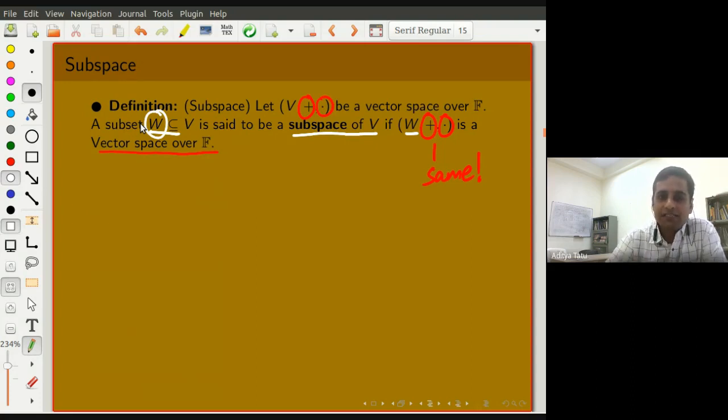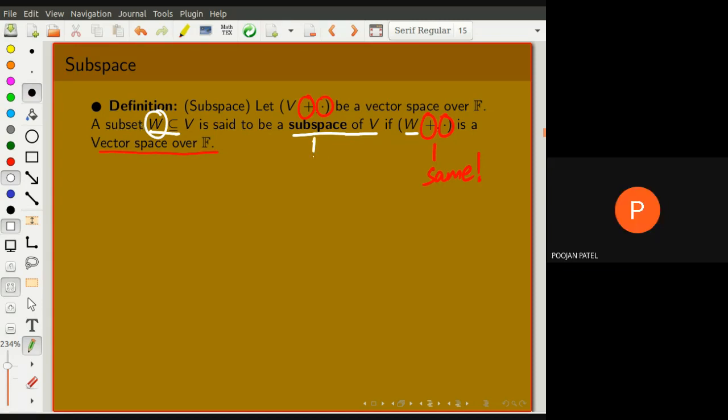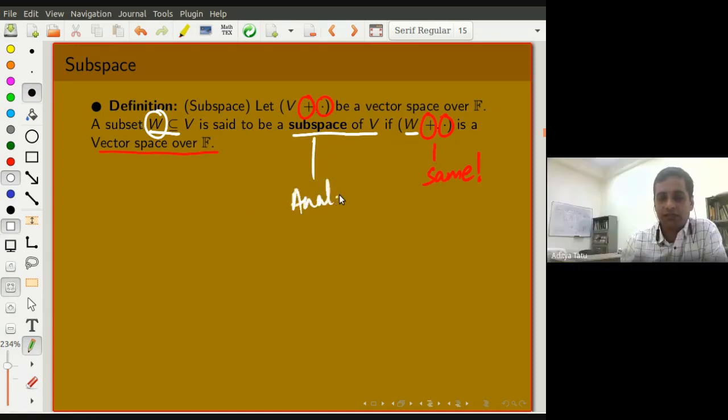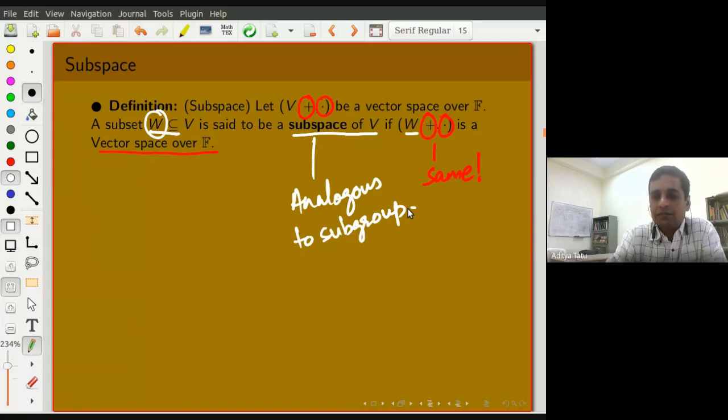You have seen a similar definition in our course earlier. Can you recall the concept? Subgroups. Exactly. So this is just analogous to subgroups. In groups, there was only one binary operation. In vector spaces, there are two binary operations. That's the only difference.